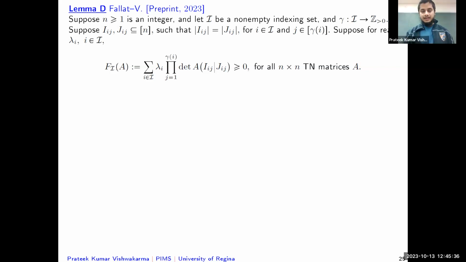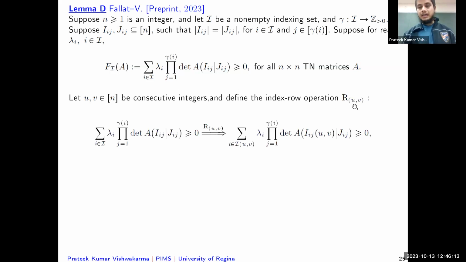Okay. So let's recall that a determinantal inequality over totally non-negative matrices is simply a real linear combination of certain products of minors which is non-negative for all totally non-negative matrices. Now suppose we have a determinantal inequality like that, and these index row operations work for any two consecutive row indices U and V. So suppose U and V are given to us, it could be 1 2, 2 3, or 3 2 and so on. Then we define these index row operations RUV, which act on the given inequality in 4 steps, broadly.